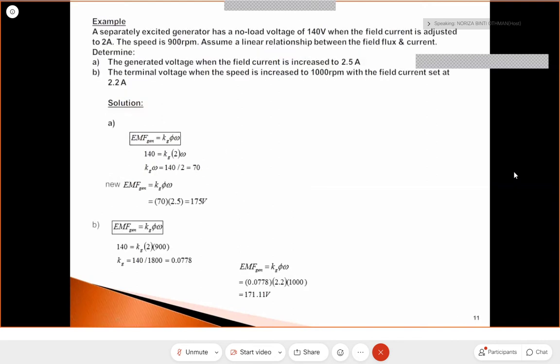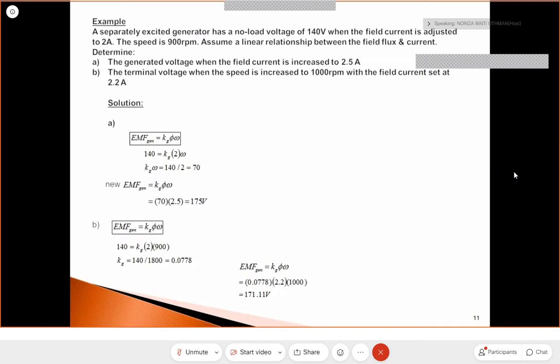And this is for an example. Another example: a separately excited generator has a no load voltage of 140 volt, and the field current is adjusted to 2 ampere. The speed is 900 RPM. Assume a linear relationship between the flux and the current. Linear means that when there is a change in flux, there is also a change in current. Determine the generated voltage when the field current is increased to 2.5.